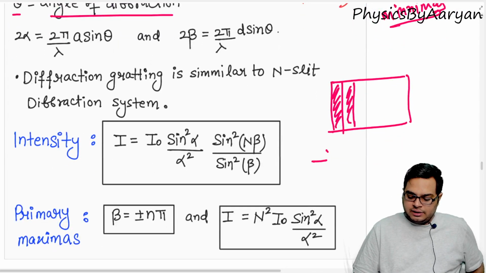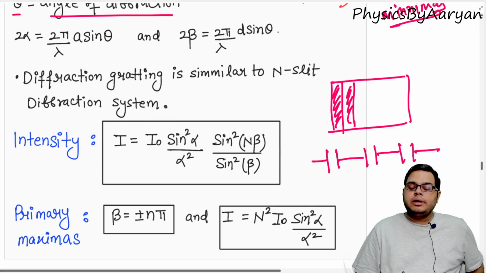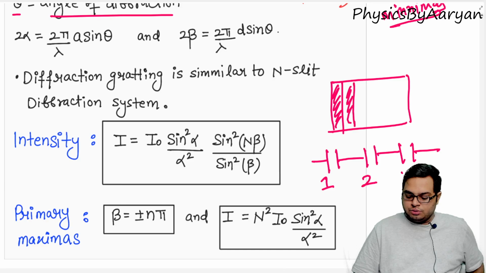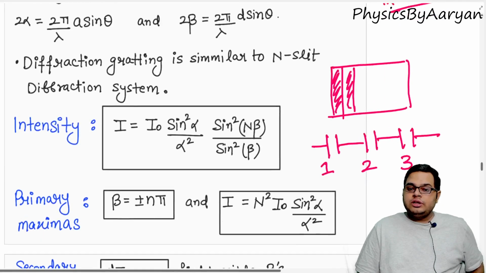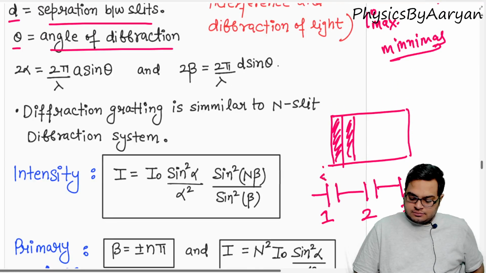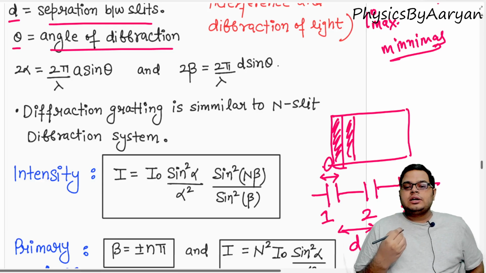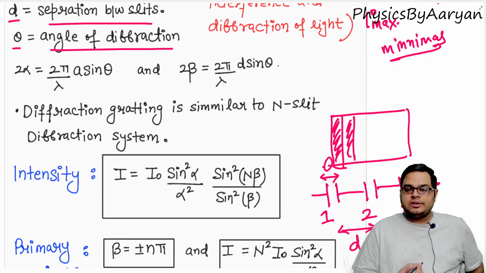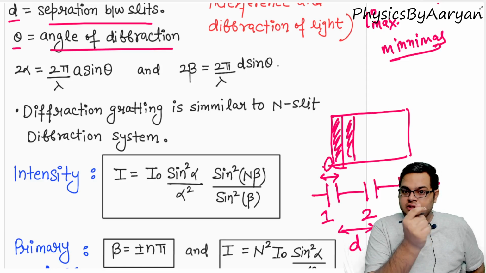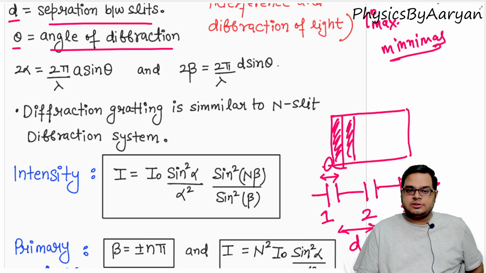For example, they can be like this. So this is your slit 1, this is your slit 2, slit 3. You see every slit has some width. So let's say this width is A. And also the two slits are separated from each other, which is D. So this kind of thing can also be there. A is the width and D is the separation between the slits.